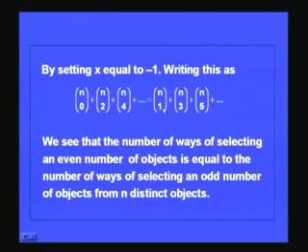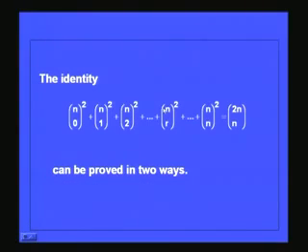Now, look at this. This is an identity. How can you prove this identity? nC0 squared plus nC1 squared plus nC2 squared, etc., plus nCn squared is equal to 2nCn. This can be proved in 2 ways. Let us see how we can prove this.